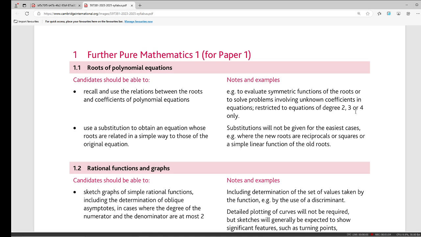The next topic says that you should use a substitution to obtain an equation whose roots are related in a simple way to those of an original equation. Substitutions will not be given for the easiest cases, and an example is where the new roots are reciprocals or squares or simple linear functions of the old roots. This may all sound a bit tedious, but it's really simple. So let's get right to the notes.